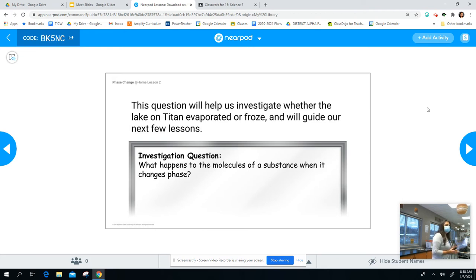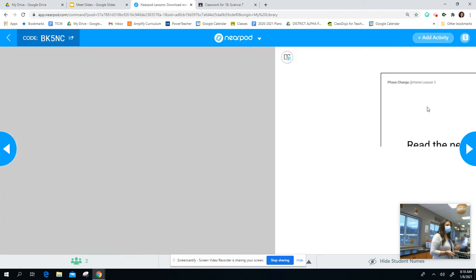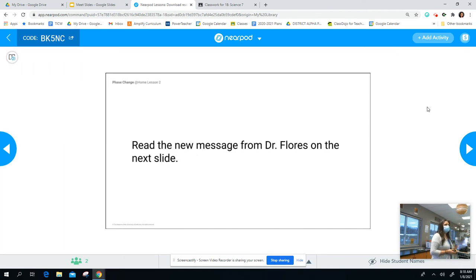So the question is, what happens to the molecules of a substance when it changes phase? So we focused on the appearance. Now we're focusing on the molecules. When something changes from a liquid to a gas, the molecules that make that substance up are doing a whole lot of things. They're all over the place, and you can't see that. So we're going to focus on those changes on the molecular scale.